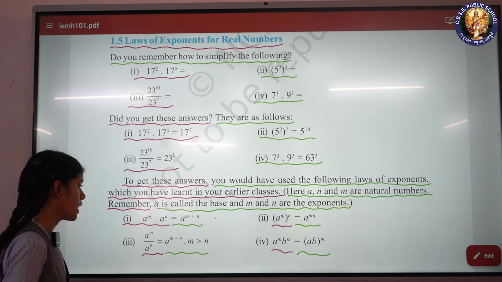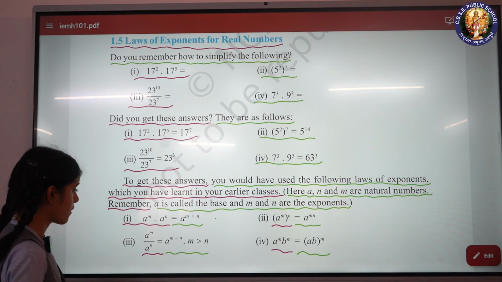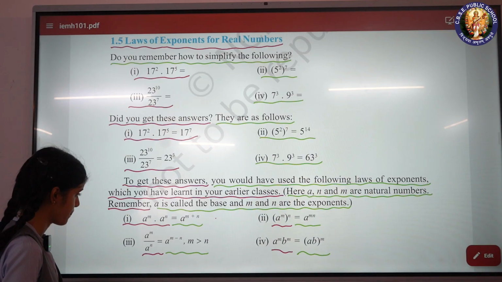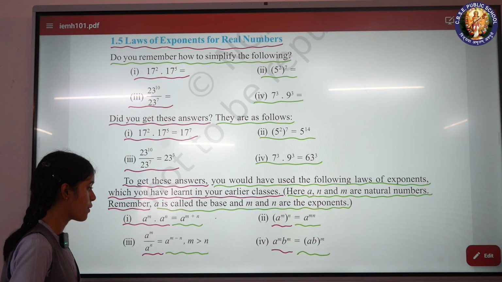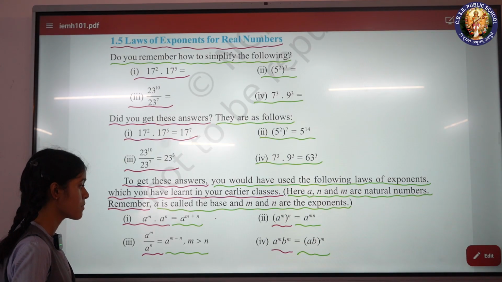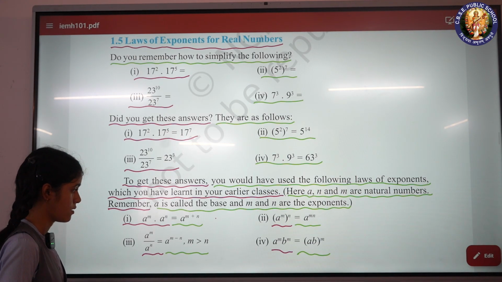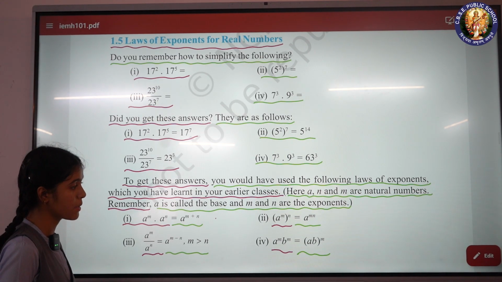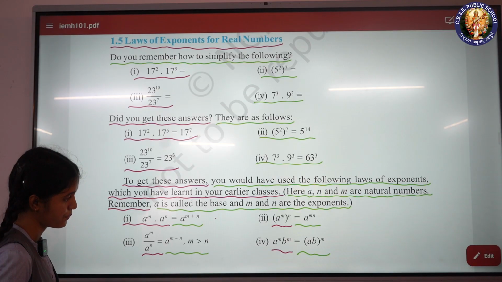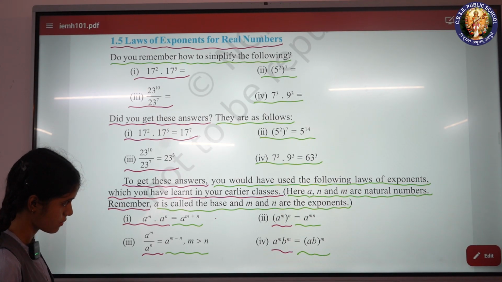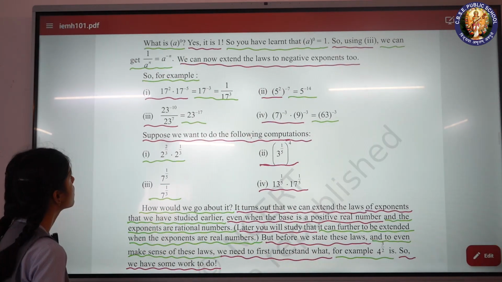Third, a to the power m by a to the power n is equal to a to the power m minus n, where m is greater than n. Fourth, a to the power m into b to the power m is equal to ab to the whole power m.